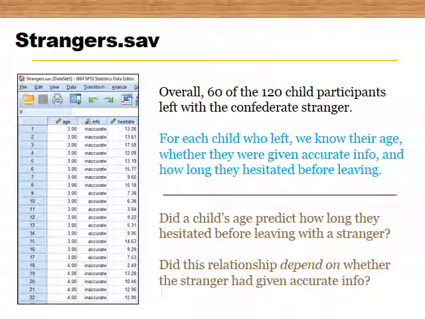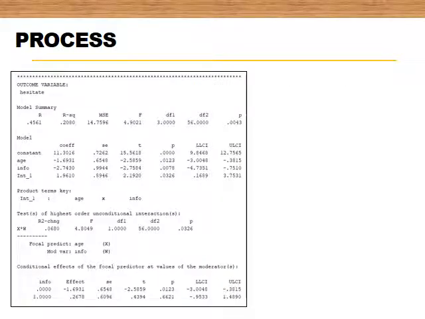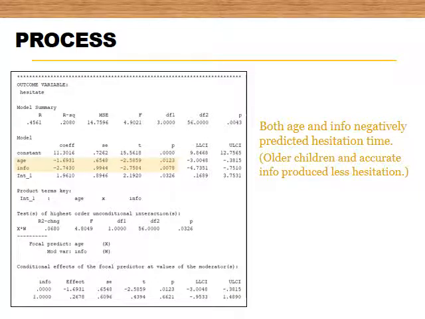Okay, let's look at the results. This is one that we would run in PROCESS. So we would include age as our predictor, hesitation as our outcome, and information as our W variable, our moderator, in PROCESS model 1. Here is what the output from PROCESS is going to look like. We're going to cut right to the chase here. Age and information both were significant predictors of hesitation time. So age was actually a negative predictor, meaning as age went up, hesitation time went down. So in other words, overall, older children were less hesitant about leaving with a stranger.